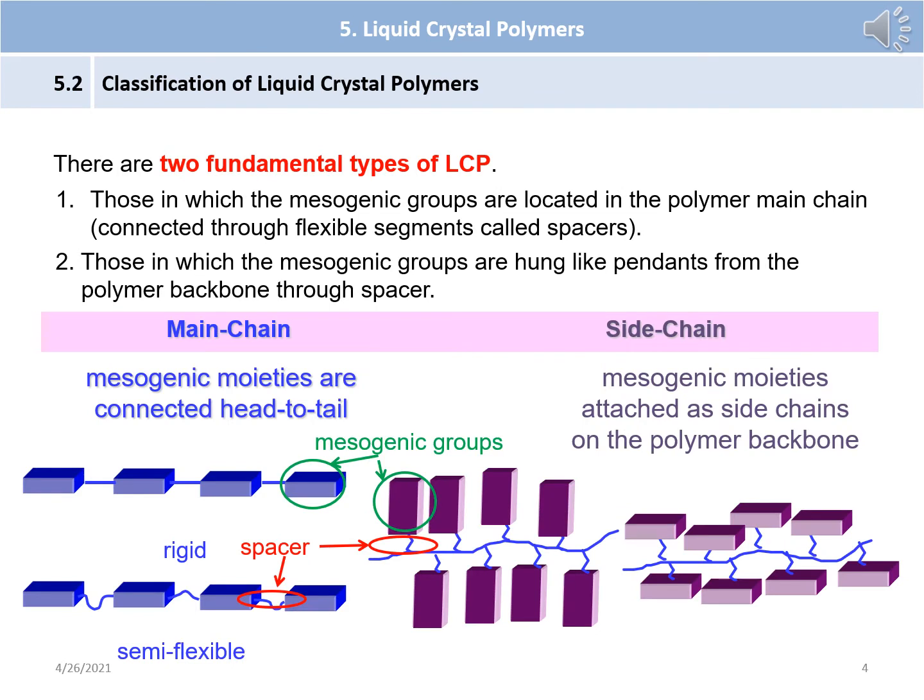Liquid crystal polymers can be classified into two types: main chain and side chain liquid crystal polymers. There are two fundamental types of liquid crystal polymers. The left side in blue color is the main chain liquid crystal polymers. The mesogenic groups, circled in green, are located as a chain and connected through flexible segments called spacers. The spacers are circled in red. While for the second type, the mesogenic groups are hung like pendants from the polymer backbone through spacers. There is no backbone in main chain liquid crystal polymers.